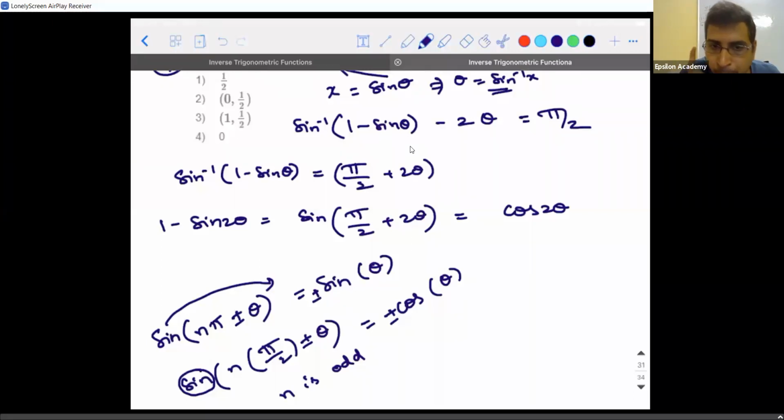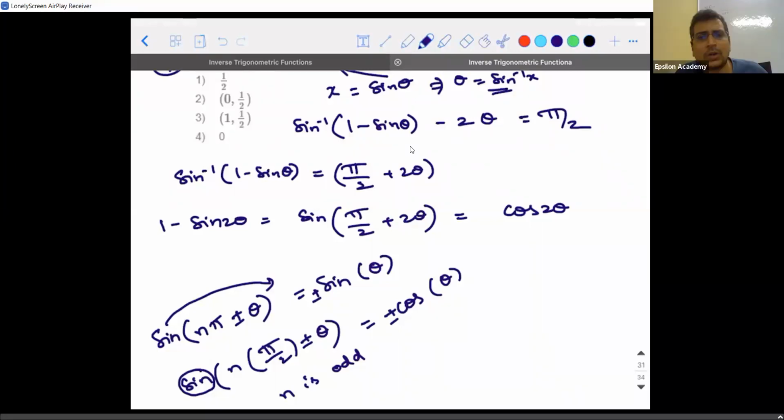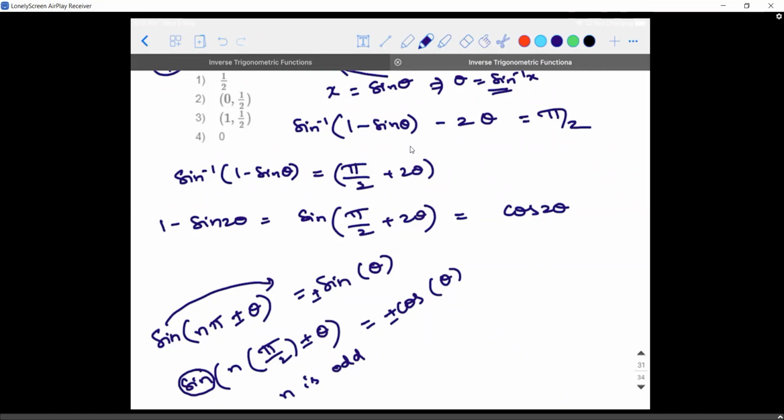Think the sine of pi by 2 plus 2 theta. Pi by 2 plus 2 theta is in the second quadrant. In the second quadrant, is sine positive or negative? It's positive. Keep this side as positive.